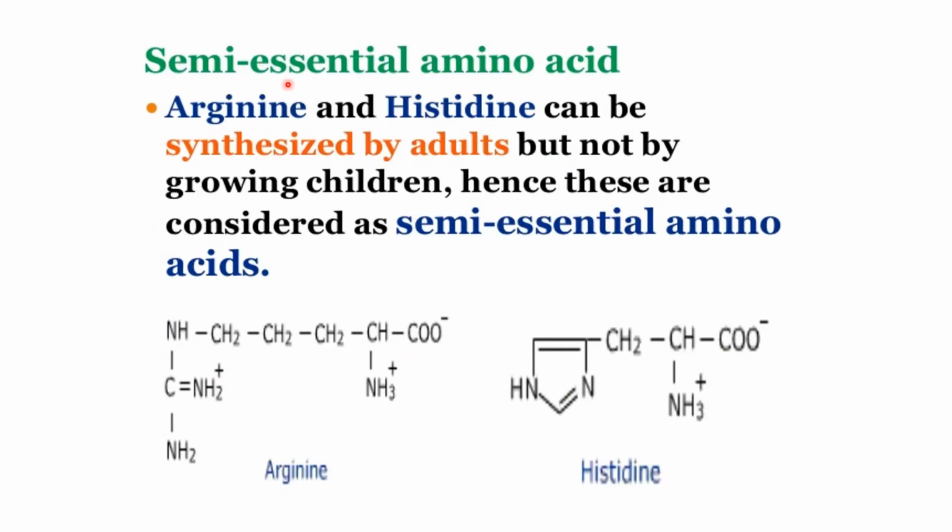Now, what are semi-essential amino acids? Semi-essential amino acids are the ones which are synthesized by adults, but they are not seen in growing children. So, semi means half. They are synthesized by adults, but not in growing children. For example, arginine and histidine.